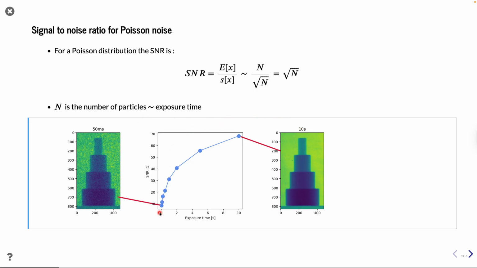So it's a unitless quantity, and you can't compute this from a whole image, but you have to look into smaller regions where you measure this.